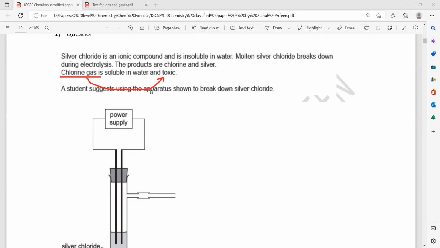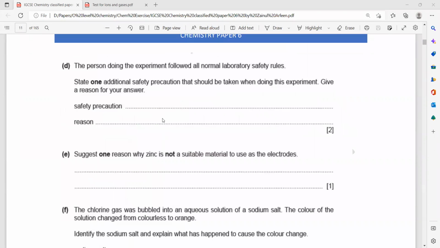So they ask, state the safety precaution. So what should be the safety precaution? We'll use a fume cupboard. And what is the reason for that? The reason is the chlorine is toxic. So whenever a gas is toxic, any gas which is toxic, we will carry out the experiment in a fume cupboard.